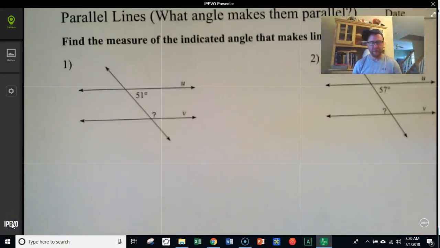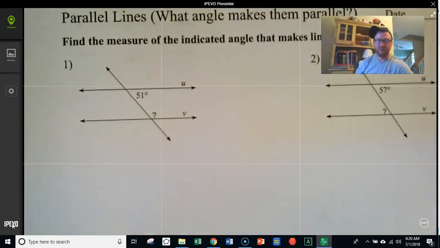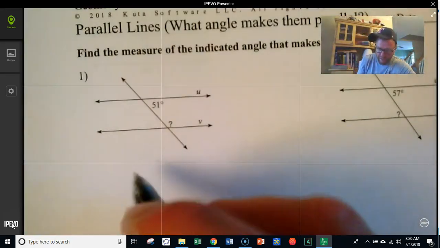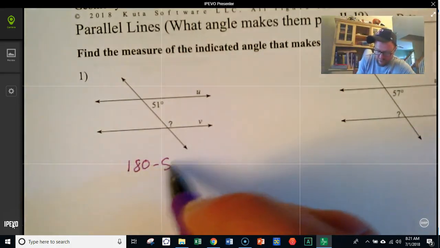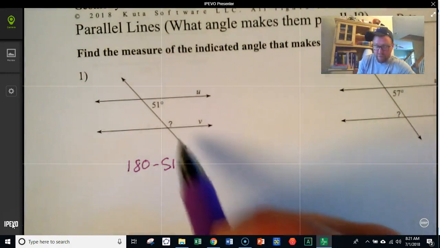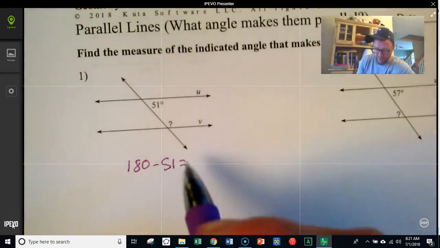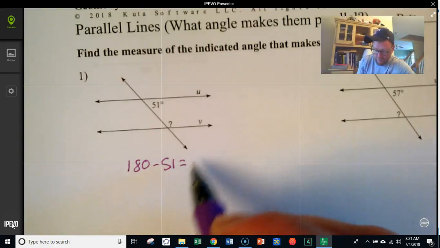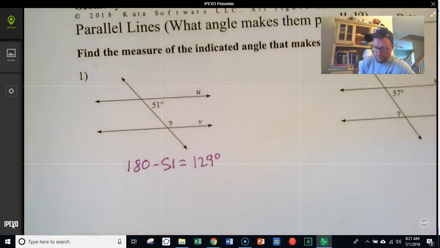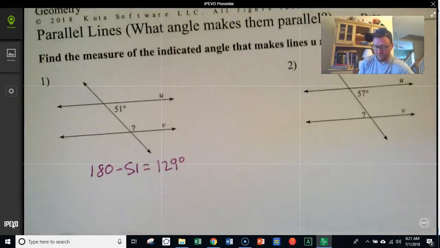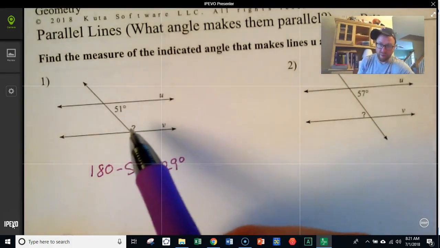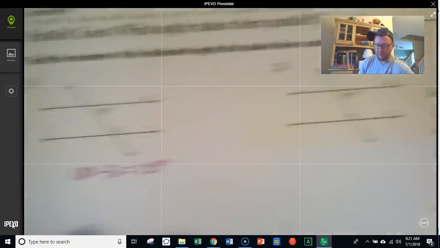All right, so let's take a look. In this first one, these are on the same side of the transversal and in between the parallel lines, so they are same side interior angles. They need to be supplementary, which means they add up to 180. So the mystery angle would be 180 take away the 51, whatever's left over, if we want the lines to be parallel. That would be 129 degrees. So if that's 129 degrees, then these will be supplementary, then the lines will be parallel.